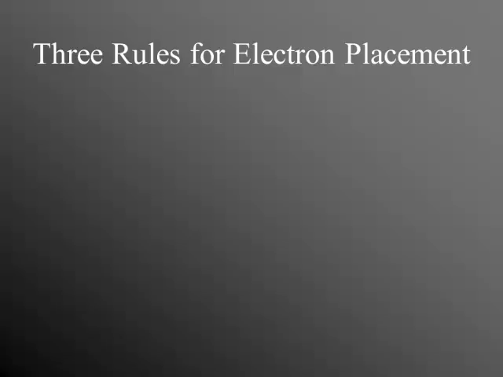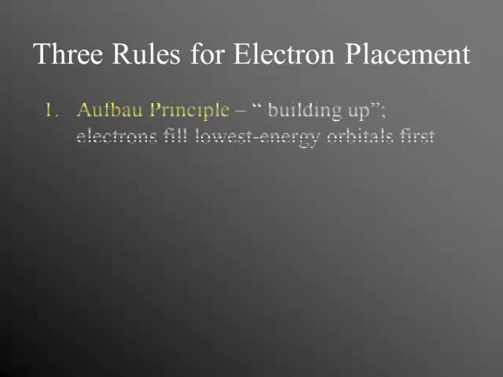To finish, there are 3 rules that we've seen regarding the placement of electrons in atoms. First is called the Aufbau principle. This is the rule that tells us electrons fill lowest energy orbitals first. Please note that Aufbau is not the name of a dead scientist. It's a German word that means to build up, to construct.